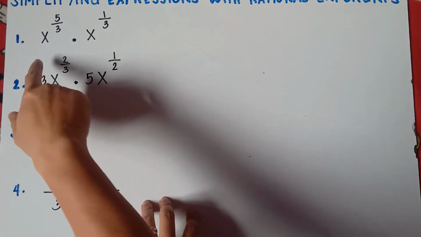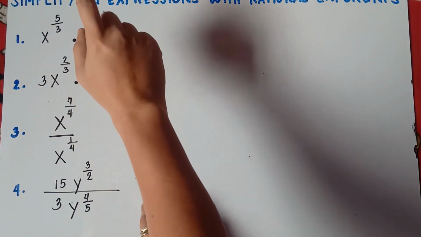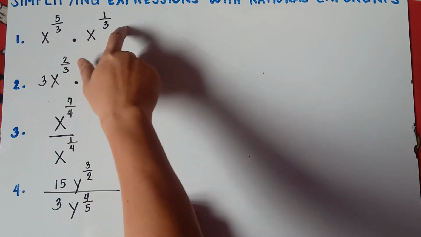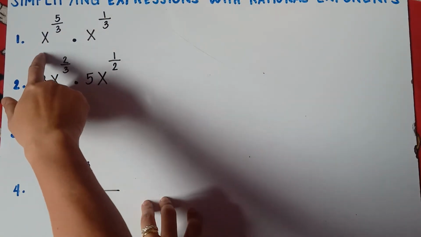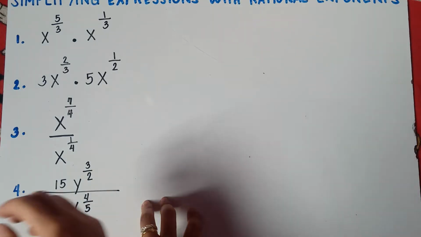So we have x raised to the power of 5/3 multiplied by x raised to the power of 1/3. So our exponents are fractions. We need to multiply this one, so we will go back to the product rule of the laws of exponents.